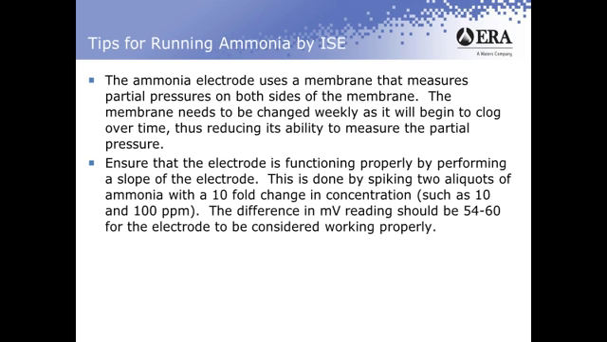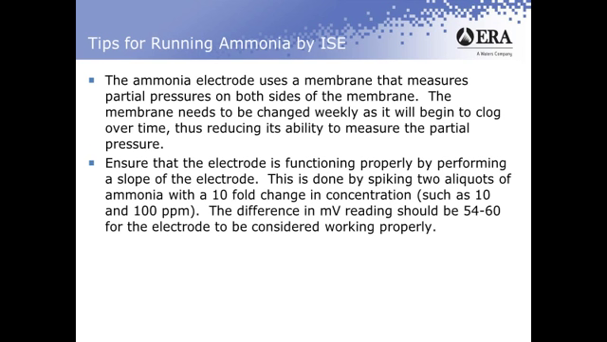Then you want to spike again with a 100 ppm or a 10-fold change in that dilution, and you're going to get another reading. For your electrode to be operating properly, the difference in those 2 millivolt readings should be somewhere between 54 and 60 millivolts. That lets you know that the electrode is working properly. If not, that's an indicator that more likely than not there's something wrong with your membrane and you need to change that membrane.